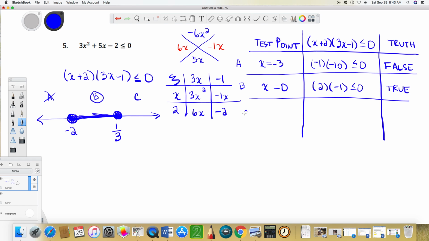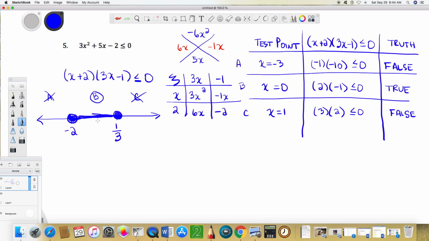If we look at region C, pick some number that's greater than 1/3. I'm going to pick 1, because 1's easy to do arithmetic on. 1 plus 2 is 3. 3 times 1 is 3, and 3 minus 1 is 2. But 3 times 2 is 6, and 6 is not less than or equal to 0. That's a false statement, so I'm not going to shade in any point in region C.